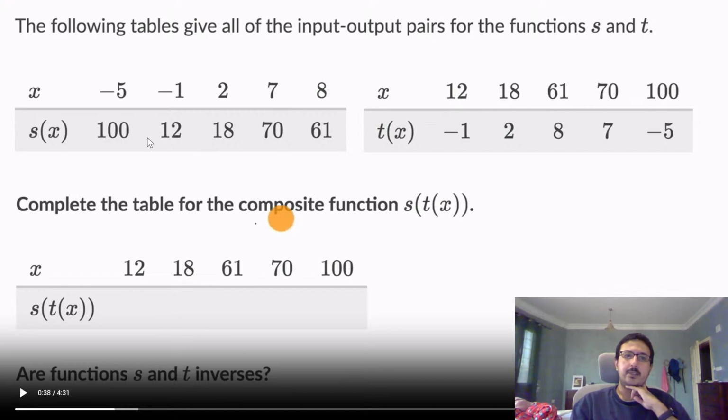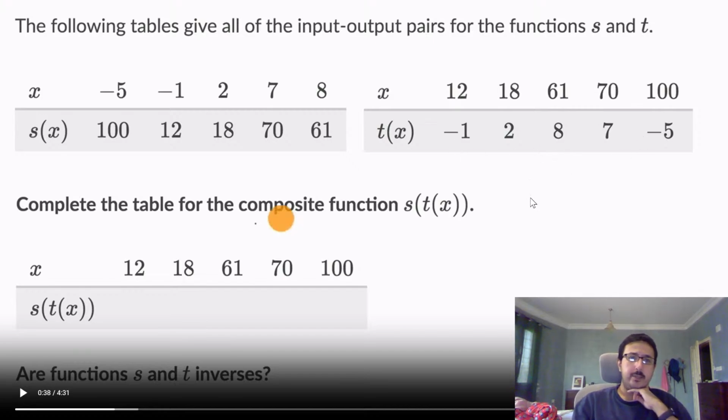So let's repeat. Minus 5 equals 100. 100 equals minus 5. Minus 1 equals 12. 12 equals minus 1. 2 equals 18. 18 equals 2. 7 equals 70. 70 equals 7. 8 equals 61. 61 equals 8. So it's an inverse.